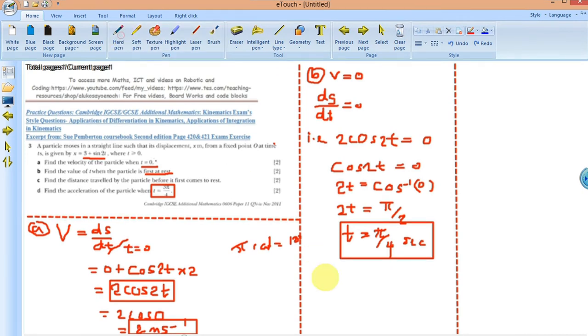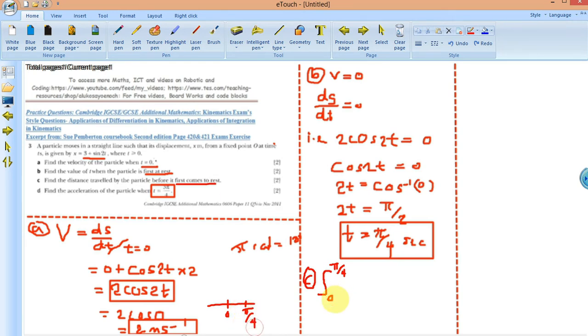And that's what I'm going to do now. So question C. Another thing we need to note here is that from question B, we found the value of t when the particle is first at rest. We already have the time to be pi over 4 when it first comes to rest. So we're going to take the limit from 0 to pi over 4, from the position O to this point, when it first comes to rest.